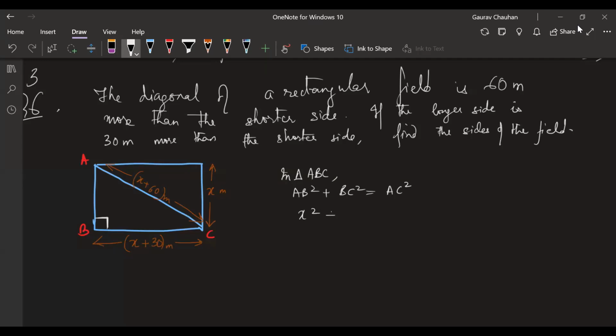It is x square plus x plus 60 square. x plus BC square is what? x plus 30 square is equal to x plus 60 square. Once you got this, it's just a matter of solving the quadratic equation.